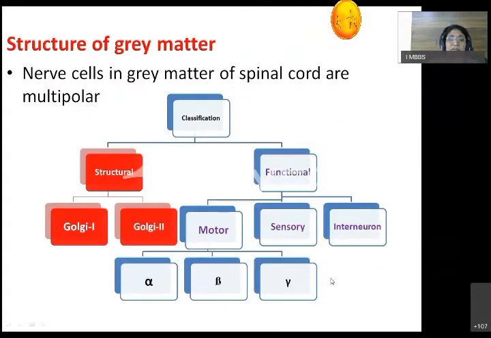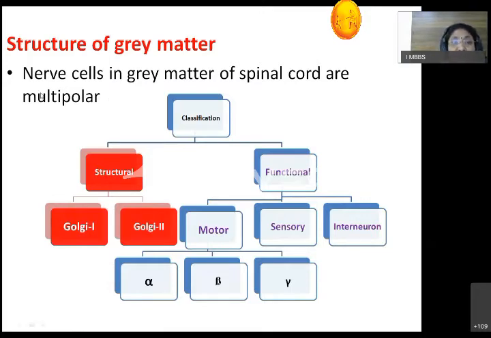Now, what are the various structures which are present in the gray matter of spinal cord? In the gray matter of spinal cord, just similar to other parts of the brain, there is presence of nerve cells, neuroglial cells, and blood vessels. You know there are different types of neuroglial cells like oligodendrocytes, microglia, ependymal cells, and astrocytes.